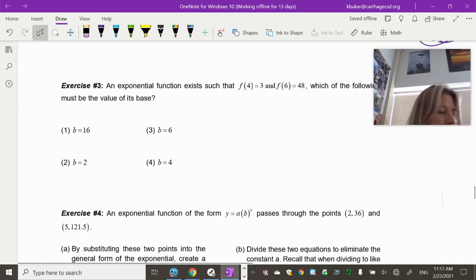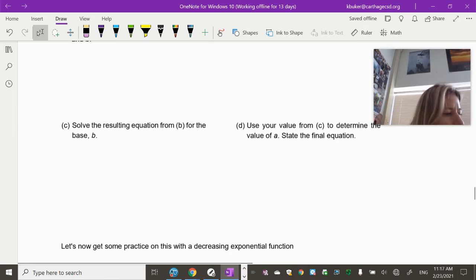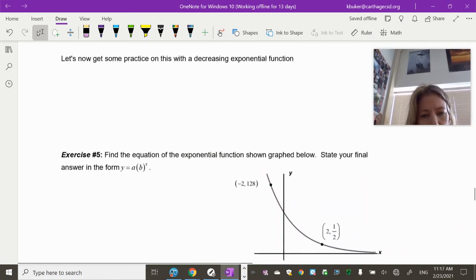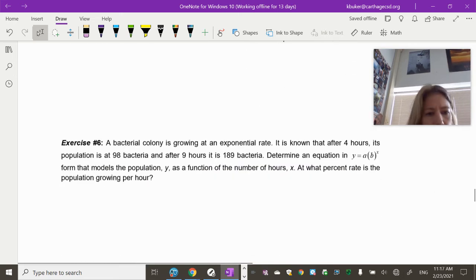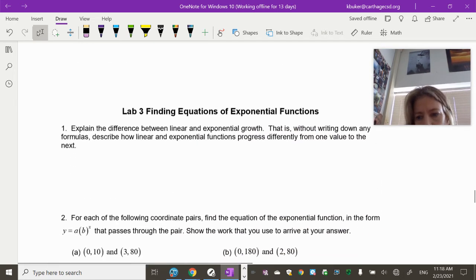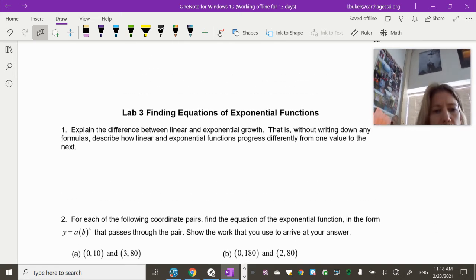Okay, we're going to skip exercise 3 for now, and exercise 4, we'll do that in the next lesson. We're going to jump to page 23. So this says explain the difference between linear and exponential growth. Without writing down any formulas, describe how linear and exponential functions progress differently from one value to the next.